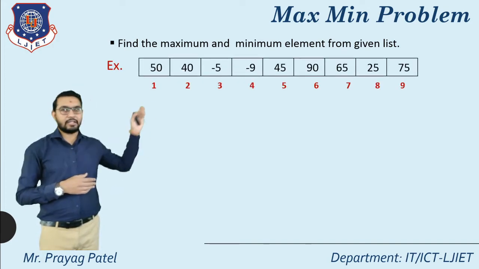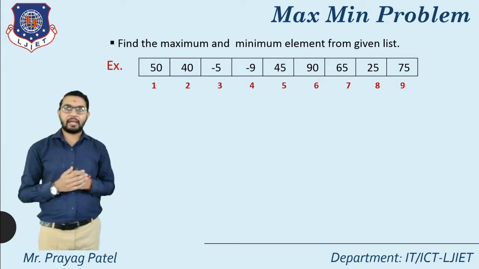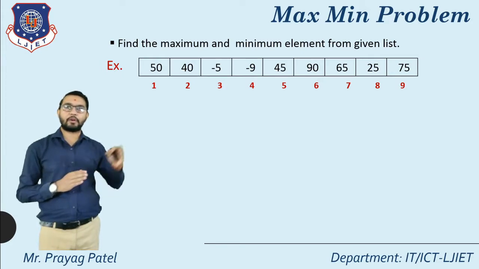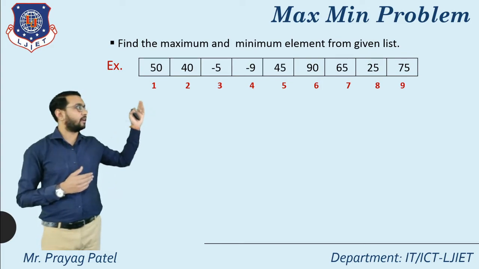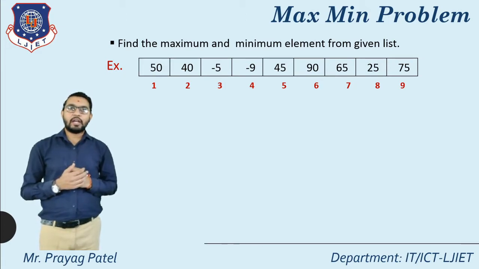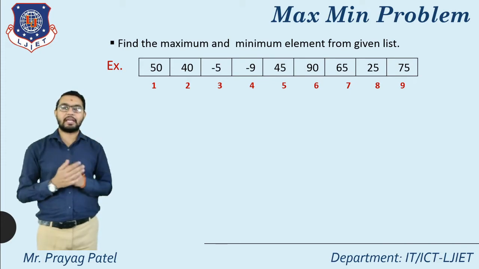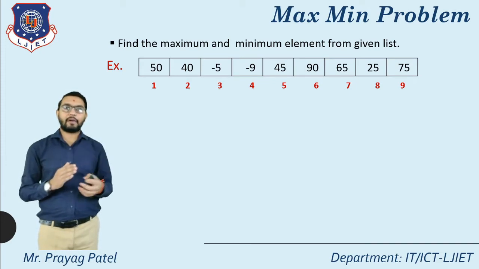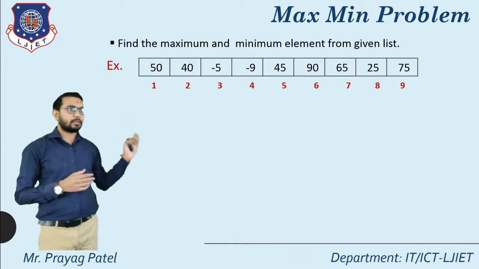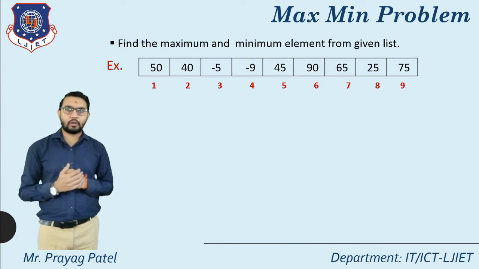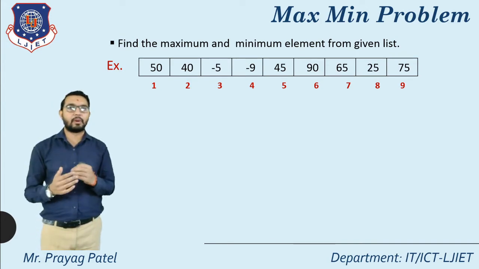For example, consider one array as the given array and find the maximum and minimum element from it. Here the given array has a total of 9 elements: 50, 40, minus 5, minus 9, 45, 90, 65, 25 and 75. Now we want to find the maximum and minimum element from this array. You can simply find the maximum and minimum value with a normal method, but in this method we use the divide and conquer algorithm to find them.